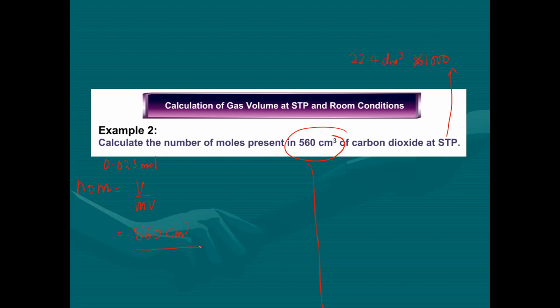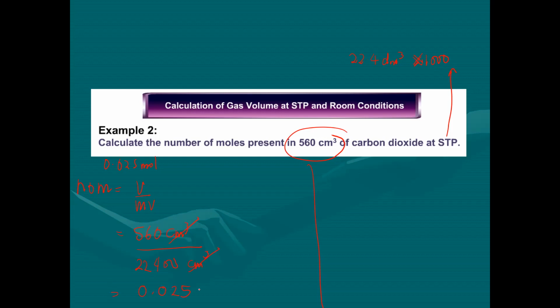Is it 22400? Yes, very good. It is 22400 centimeter cube. Cancel the centimeter cubes. 560 divided by 22400. Use the calculator for all of it. 0.025.